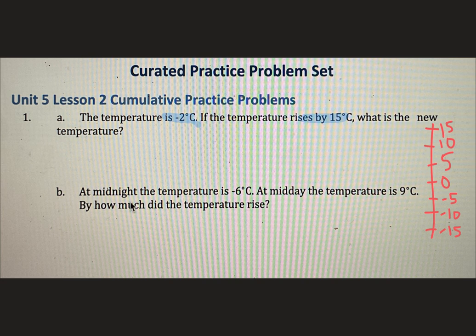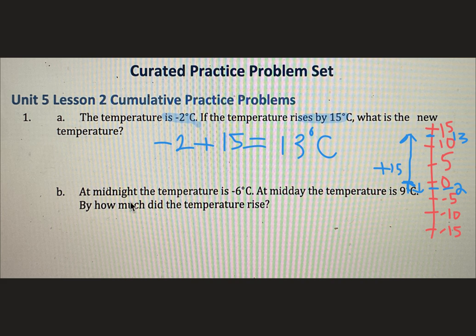So on the number line, there's your start at -2. And if we're rising 15 degrees, if we go up by 2, you have to go up an extra 13 degrees to rise up by 15 degrees. And when we say rise, we mean we're going back up. So the total increase was 15, but from 0, it was just an extra 13. So right there, it ends up being positive 13 degrees.